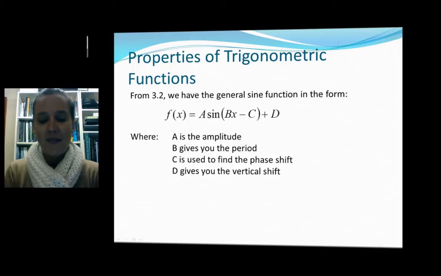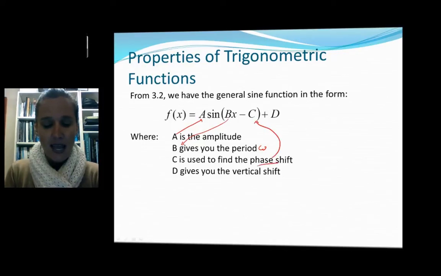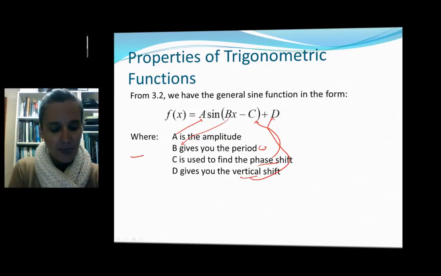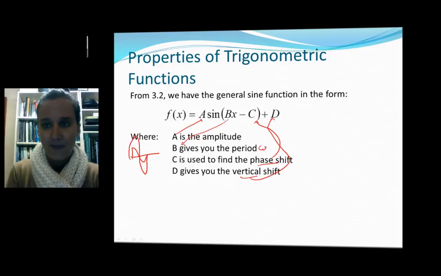From 3.2 we have our general sine function in the form f of x is equal to A sine of bx minus c plus d. A is our amplitude. This b gives us the period. Omega c is used to find any phase shift, and then d gives us our vertical shift. So here our amplitude is how high we go.